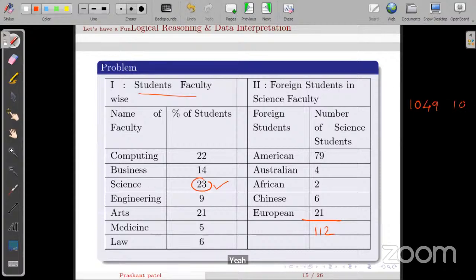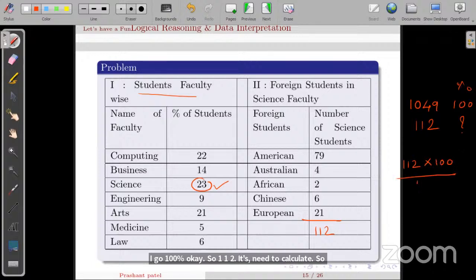अगर वो 100% होंगे तो 112 कितने होंगे? कितने परसेंटेज होंगे? This is a percentage. You need to calculate. So 112 multiplied by 100 upon 1049. You can take this, and I can see that 11200 we have upon 1049.